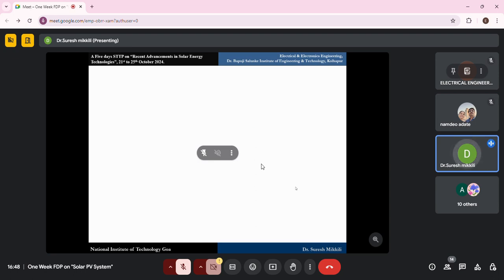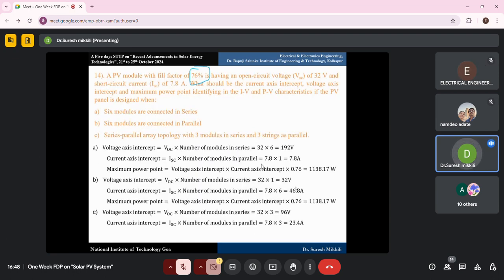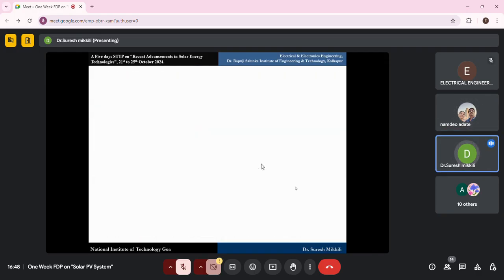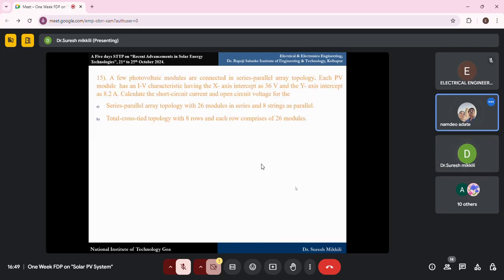Sir, the previous one increased because of 3 by 3, 9 modules we have taken, not 6. That's why it is increased. Because every cell contributes to the power, if any module is added, it is definitely going to add to the power.